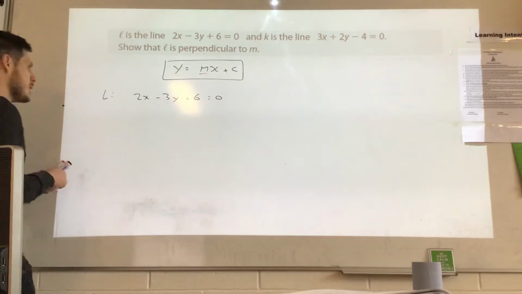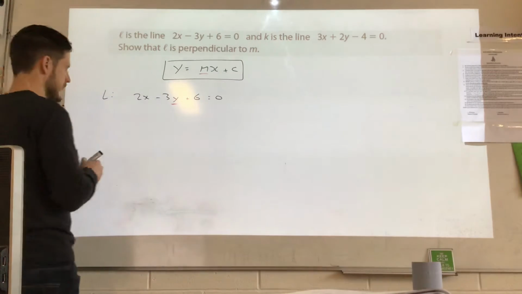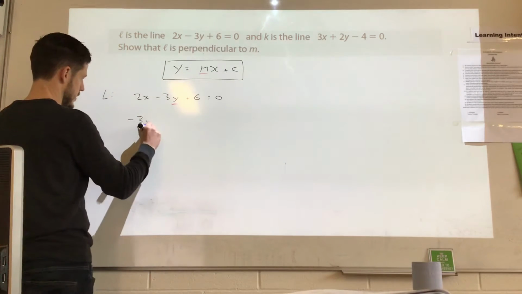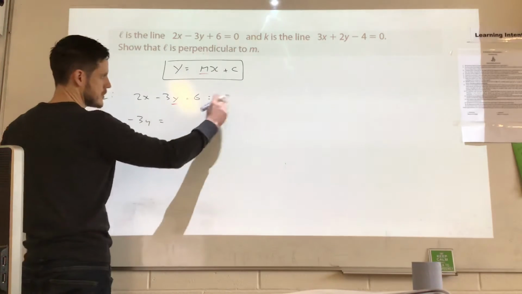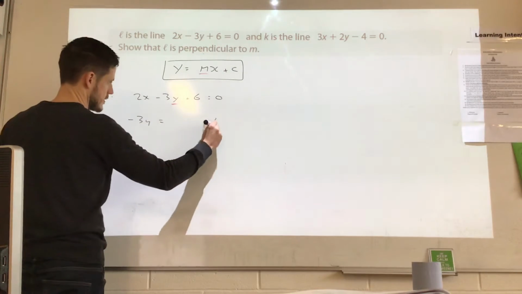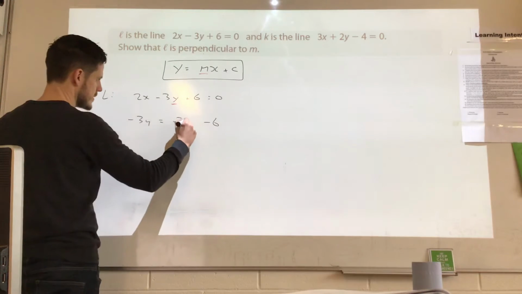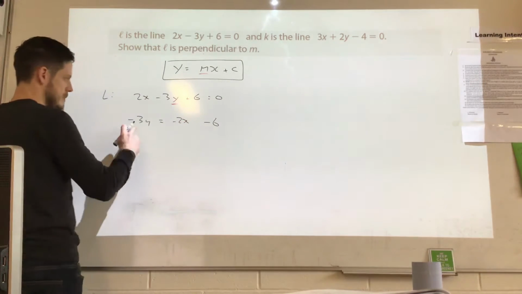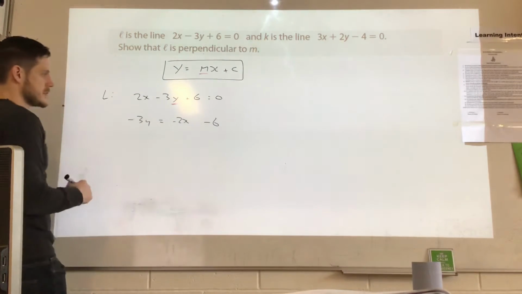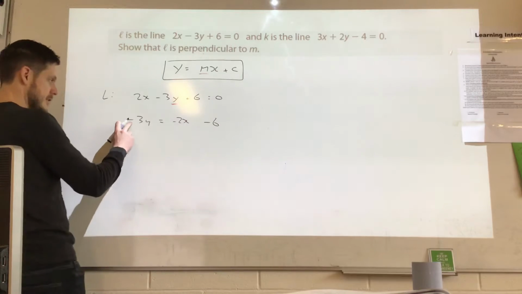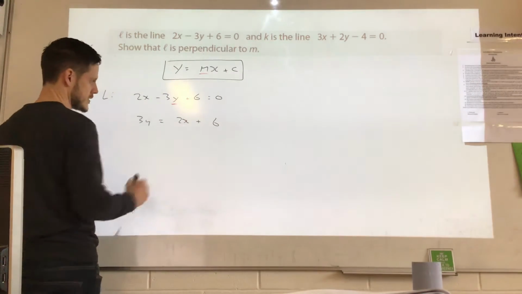Now, I want to get y by itself. So I'm going to have minus 3y here, right? I'm going to bring everything over either side. A plus 6 becomes a minus 6 over here. A plus 2x becomes a minus 2x over here. So we bring things over to either side. So I'm left with minus 3y is equal to minus 2x minus 6. I don't want that minus y, so I'm going to change the signs. If I change this to a plus, I have to change this to a plus and this to a plus. I change all the signs.